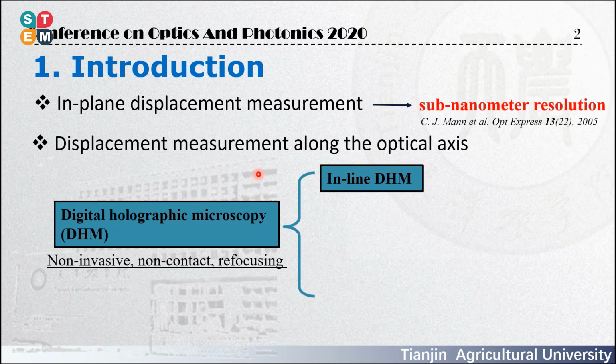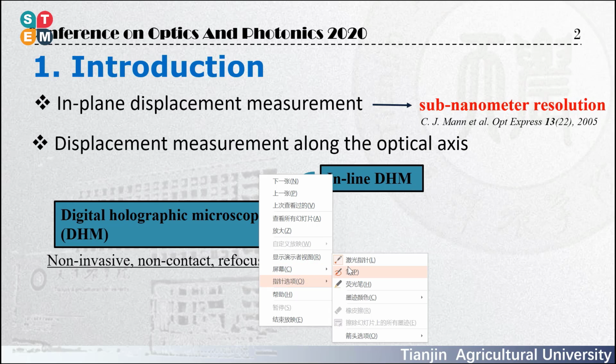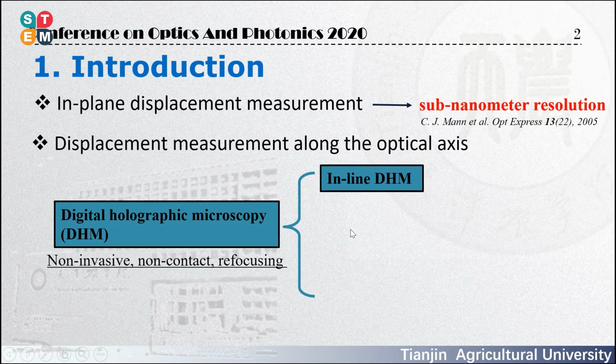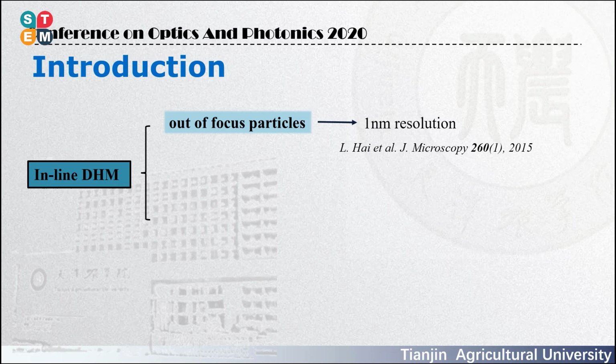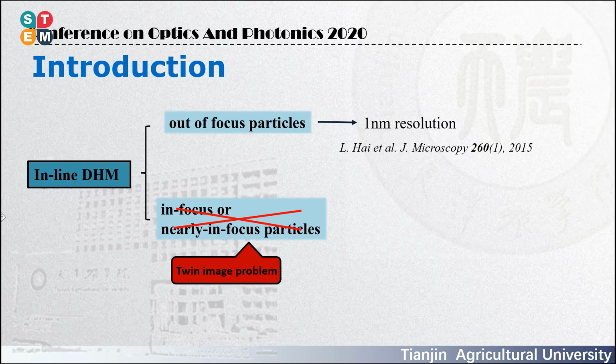For the DHM applied in the particle tracking or the displacement measurement along the optical paths, there are mainly the inline DHM and off-axis DHM. The inline DHM are widely used for the measurement of out-of-focus particles, and the resolution is high. Researchers have got 1 nanometer resolution. But there is a problem in inline DHM, which is the in-focus or nearly in-focus particles cannot be measured by inline DHM. The reason is that the twin image problem limits the measurement.